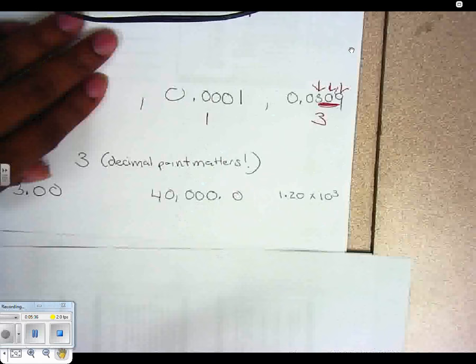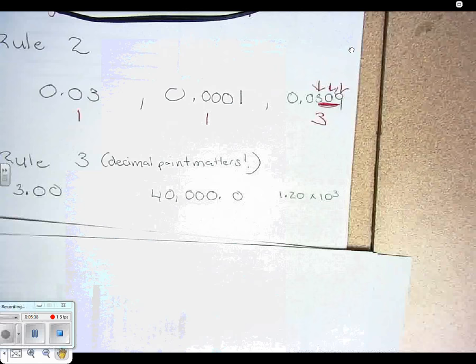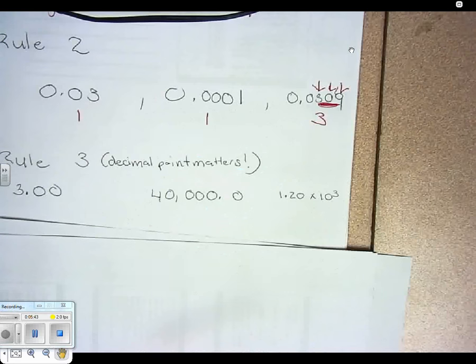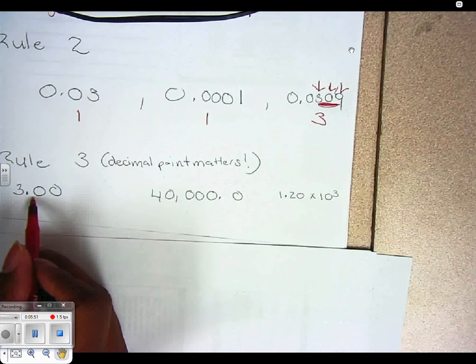So let's move on down. Looking at Rule number 3, we understand that the decimal point matters. If there's not a decimal point, you're looking at Rule 4. But if there is a decimal point, all the zeros found to the right are significant. In this case, this has a 0 found to the right.